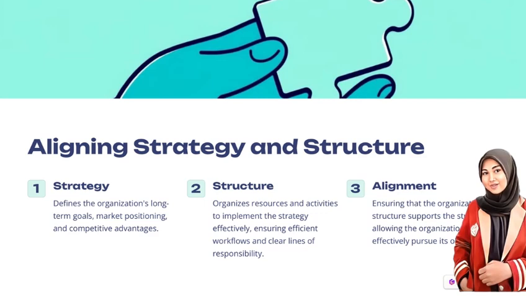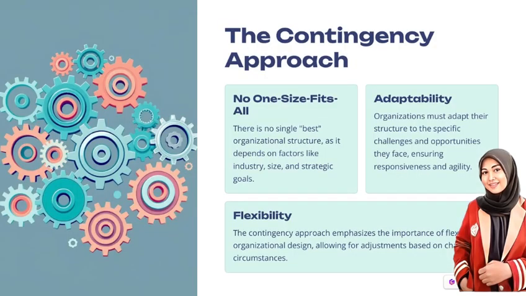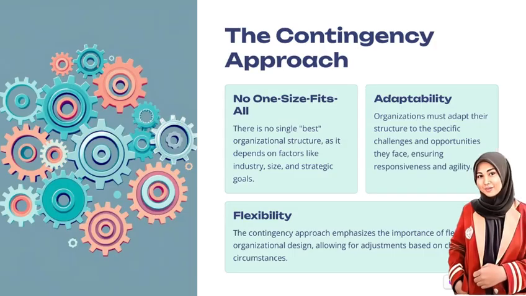in achieving strategic goals. The contingency approach to organizational design highlights the idea that there is no universal solution for structuring an organization. Instead, the optimal structure depends on various internal and external factors. Key points include: no one-size-fits-all. This principle asserts that there is no single, best organizational structure. The ideal structure varies based on factors such as the organization's industry, size, strategic goals, and the environment in which it operates. What works for one organization may not be effective for another.